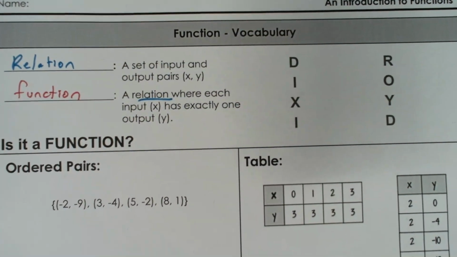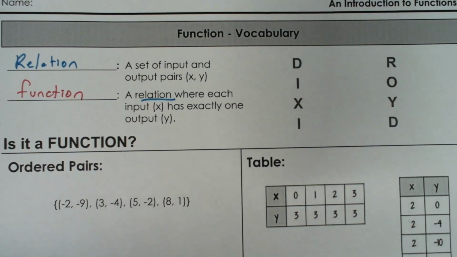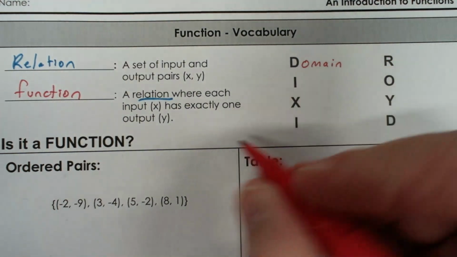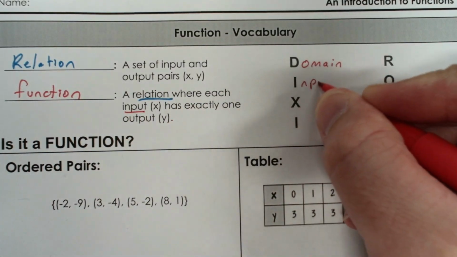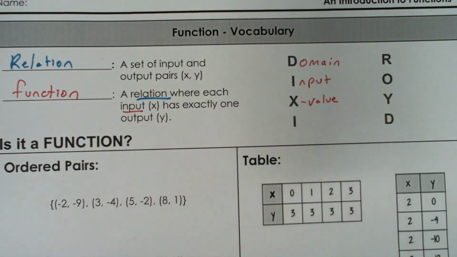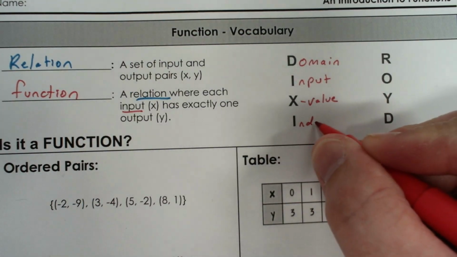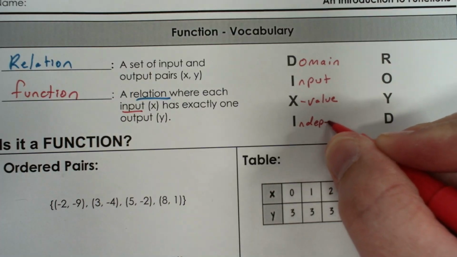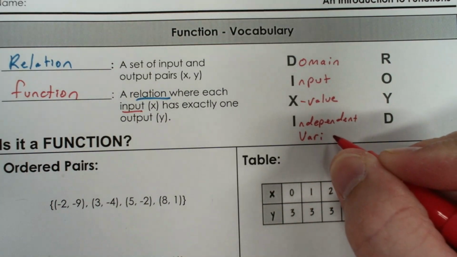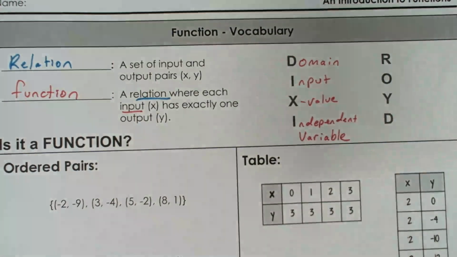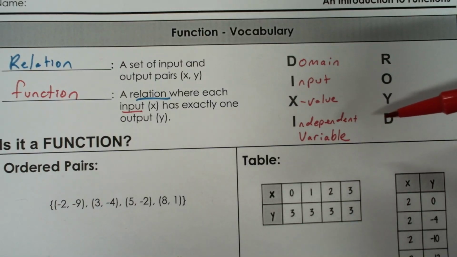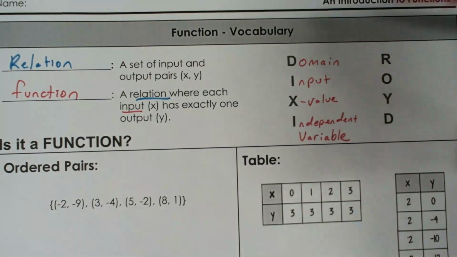Now functions have two parts. There is a domain and a range. So the D is domain. It's also referred to as our input. It is also our x value. And it is also our independent variable. So this is normally the choice that we make in our problems, how much stuff we buy, how much time there is, that sort of thing.